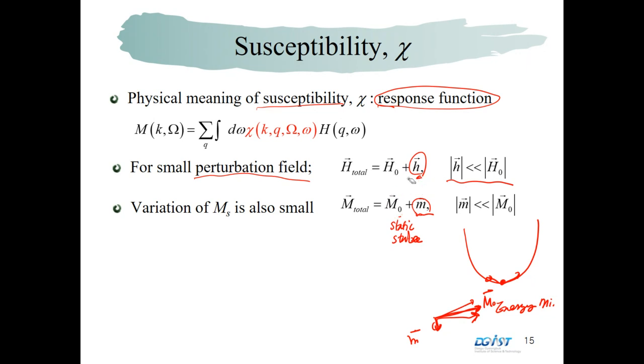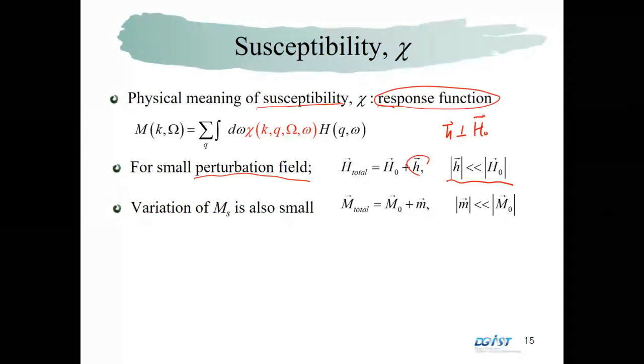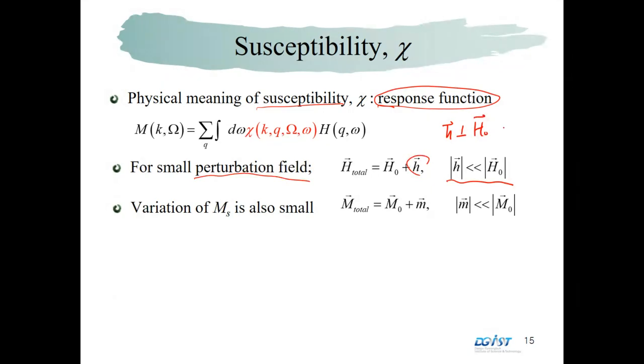The H0 and small h can be in different directions. Generally, we usually apply small h perpendicular to the H0, because if you apply h parallel to the H0, there's no change. They're already at the energy minimum point. So this small h can be any direction, but the parallel term doesn't change anything. So usually we think about only the perpendicular term. Is it clear?